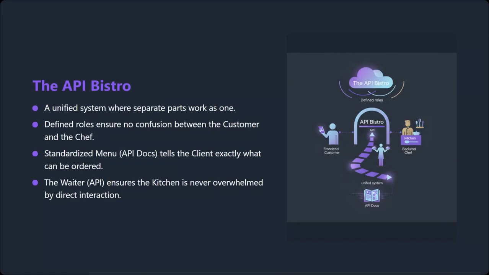When we put it all together, we have the API Bistro. It's a unified system where the front end and back end are decoupled but perfectly synchronized. This architecture allows the kitchen to change its internal recipes without the customer ever needing to know, as long as the waiter still understands the order.